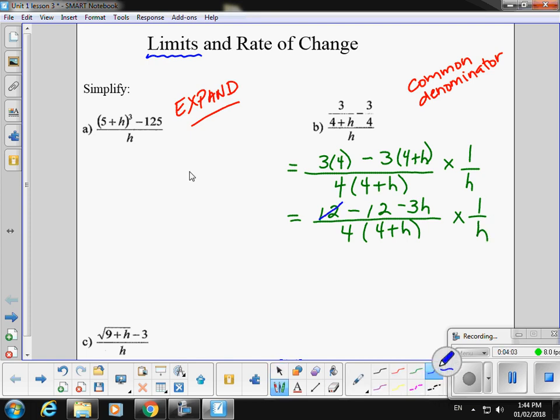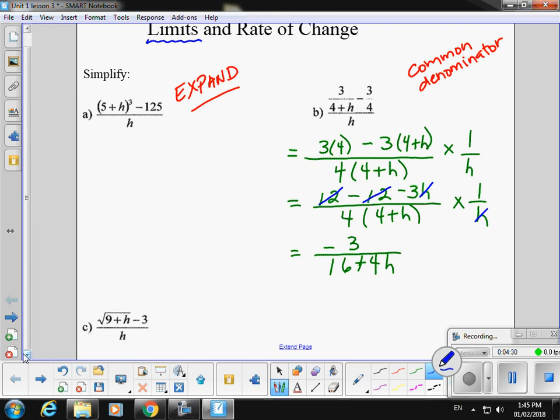So exciting, the 12s have disappeared, and I have an h in the numerator and an h in the denominator, and it crosses out, which is just amazing. So I am left with negative 3 over, and expand if you wish, but it's 16 plus 4h. That's just really quite lovely. Okay.